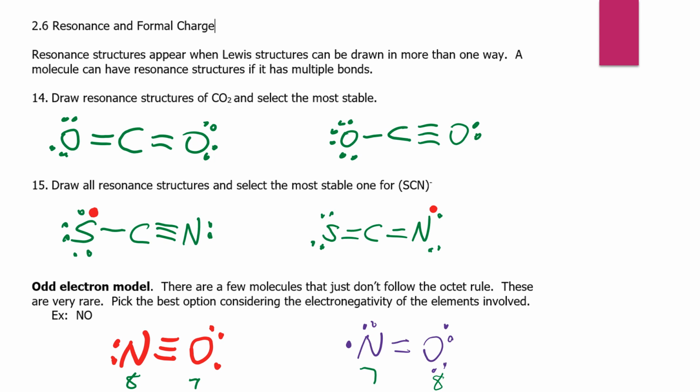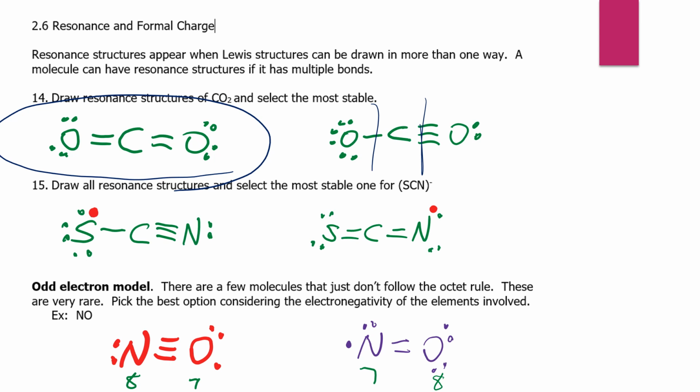Guess which one's a better drawing? Well, they're both fine, but one of them is more stable. Yeah, this one's a more stable form. This one's less stable. And the reason it's less stable is because the oxygen on the right starts off with 5 electrons and then makes a triple bond. The oxygen on the left starts off with 7 electrons and makes a single bond. That's not terribly stable.